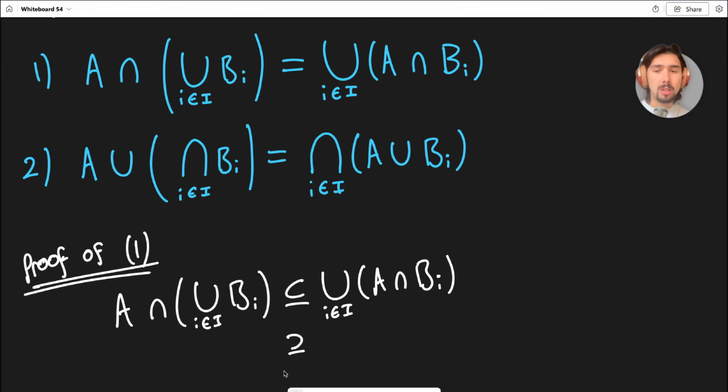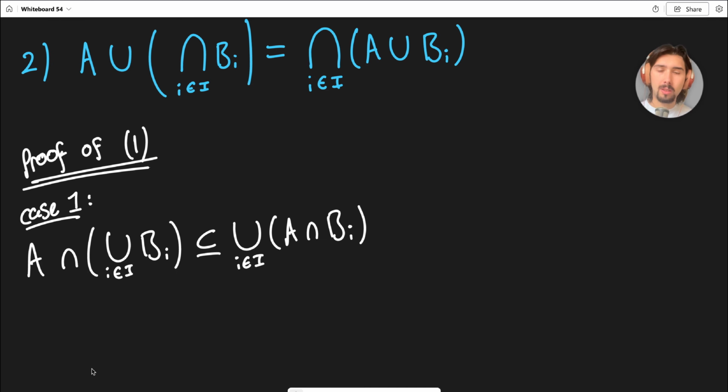The way that we're going to do that is something called element chasing, which just means we're going to assume that there is some element x that is inside of this thing, and we're going to show that if that is true, then it has to be inside of this. That will show that we have a subset. Then we're going to do it the other way around: if x is in this one, then we're in this one. That's the outline of the proof.